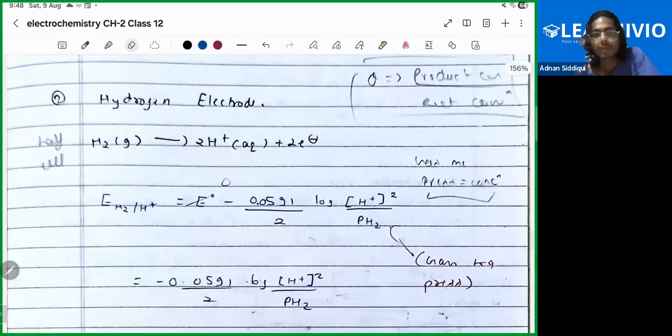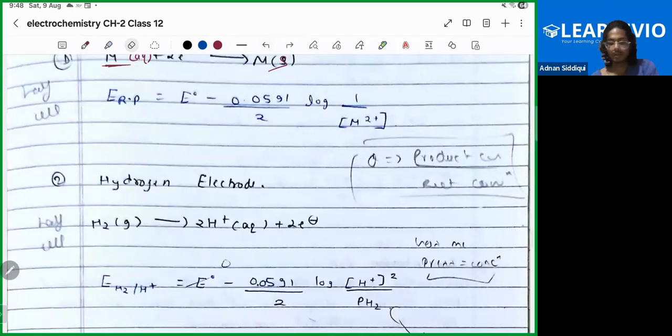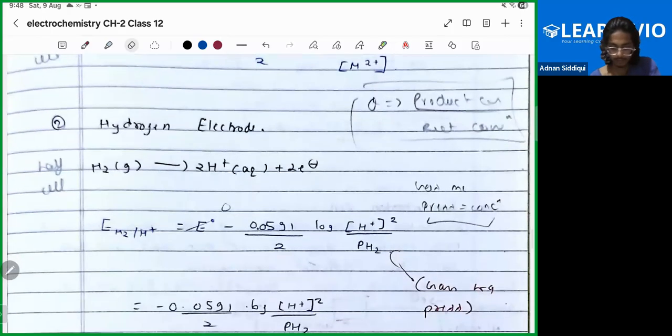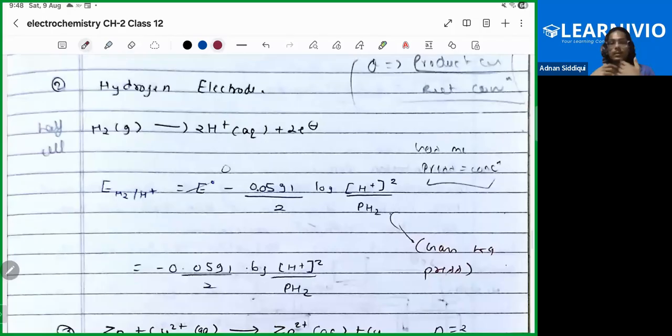This is basically your hydrogen electrode. So what is happening here? Is it a reduction or oxidation reaction? Oxidation. Good. Now, if it is oxidation, how are you going to represent the E cell? You can represent E cell in this manner. It is showing that you started with H2 and it is converted into H+. That means it has lost some electrons.